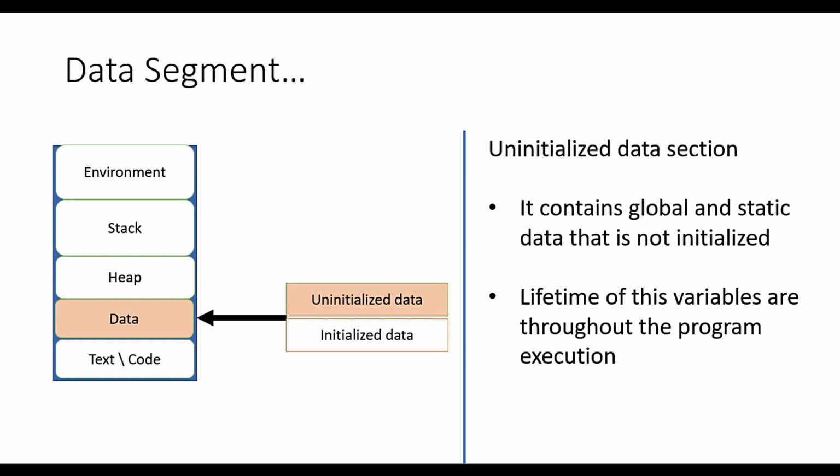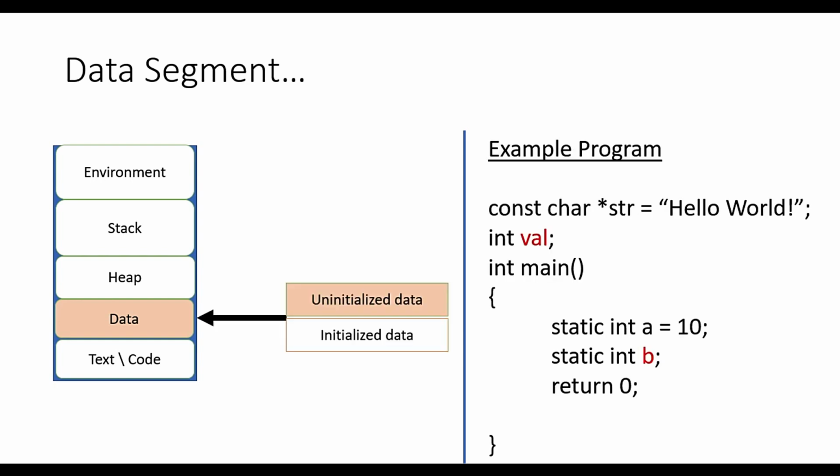Let's see a simple code example for this. So in this example program, we have str, val, a and b. Str and val are global variables, a and b are local static variables. But in this case, val and b are not initialized. So they will be stored in the uninitialized data section, and they will be initialized to value 0.